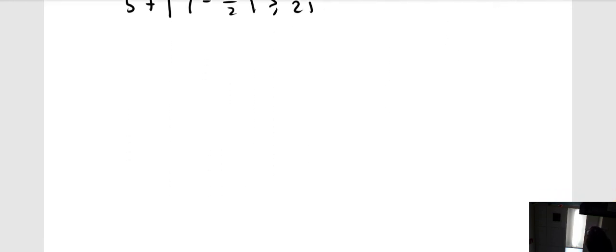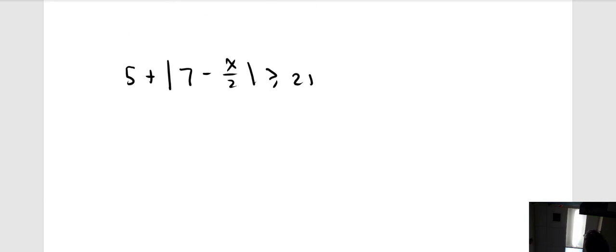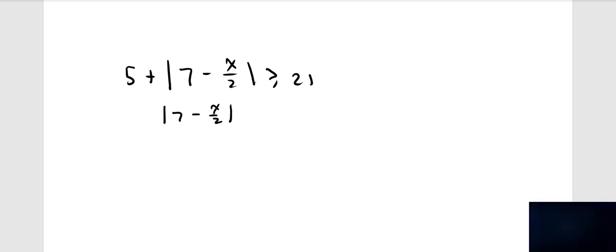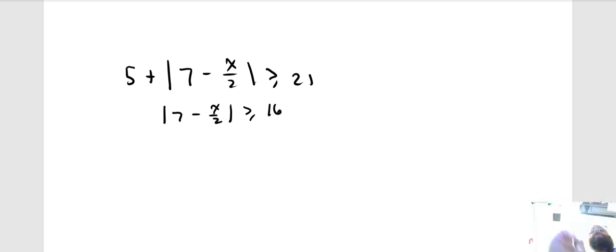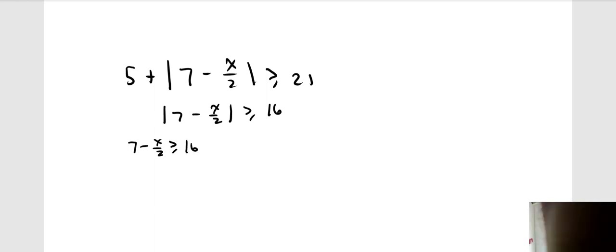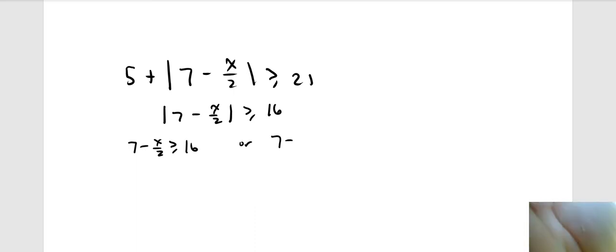Same thing here. And I guess I'll go ahead and work this last one out because there's no answer. So I'd start by subtracting 5, new line, square root of, absolute value of 7 minus x over 2 greater than or equal to, let's see, 21 minus 5. I guess that would be 16. Now, we undo the absolute value. One possibility is that 7 minus x over 2 is greater than or equal to 16. Or 7 minus x over 2 less than or equal to minus 16.